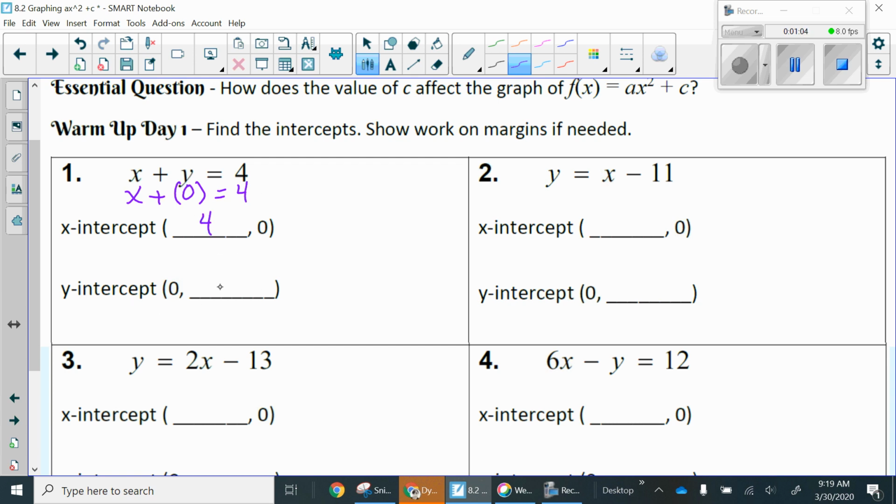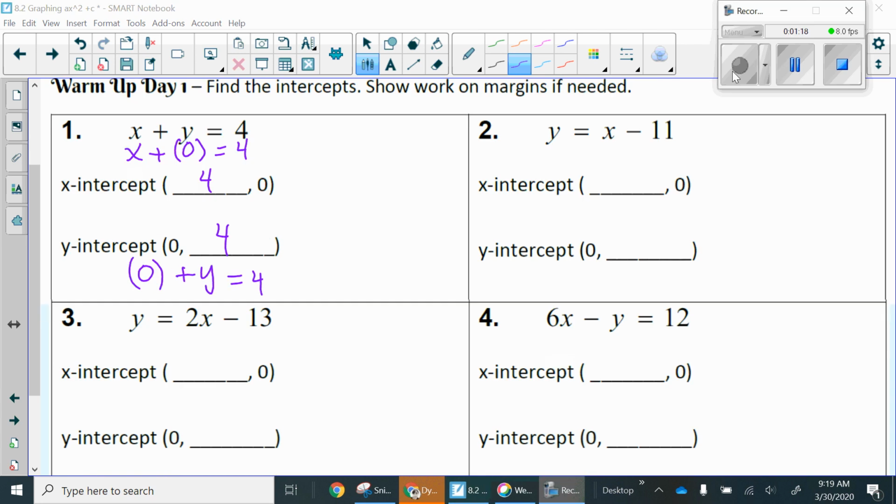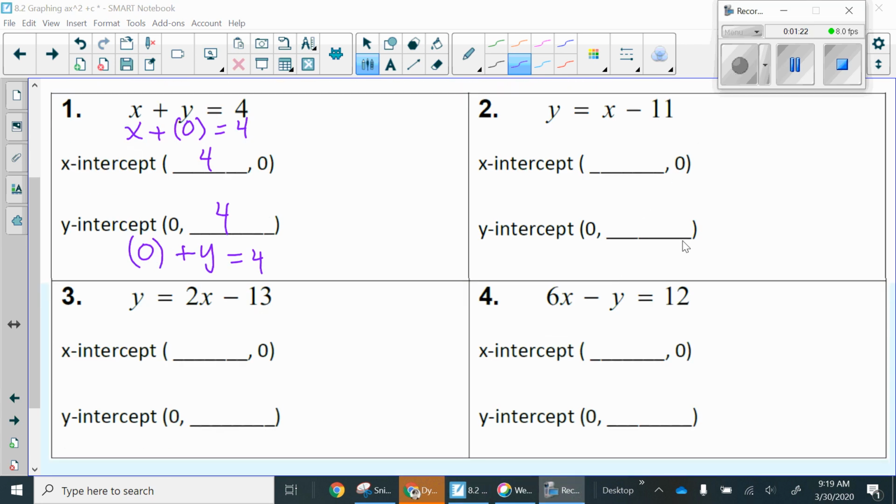Then when we look for the y-intercept, we do the same thing, but now we're going to substitute in a 0 for x. Add your y, and you get a 4. Well, there's only one thing that y can be, which is a positive 4. You can pause the video at any time, try the second, third, and fourth one there, and see if you guys remember how to do this. And then when you're ready to check, go ahead and play the video.